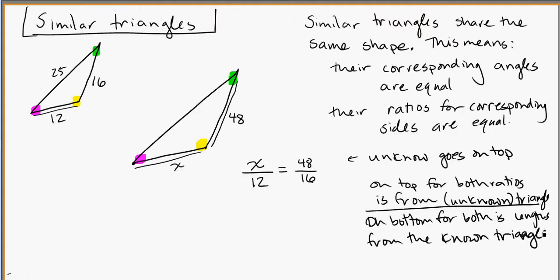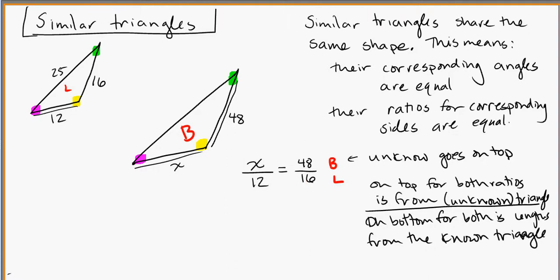Now we could call the unknown and the known bigger or smaller, but basically what I'm trying to say is that if I call this the big triangle and this guy the little triangle, both x and 48 are from the big triangle, and both 12 and 16 are from the little triangle. So this helps keep our ratios consistent, and we need to keep that in mind when setting them up. So always on top, both from the unknown triangle, in this case the big one, and on bottom both from the little triangle or the known triangle. And matching up again, the x is similar in position to the 12, and the 48 is similar in position to the 16.